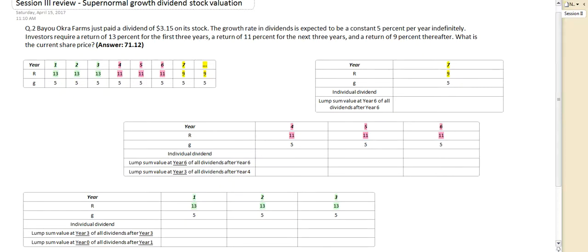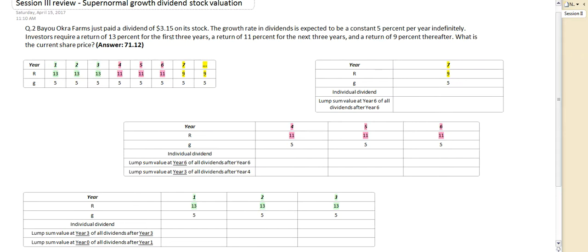Hi everyone. In this video, I'm going to work on the question from session 3 review that I couldn't finish in the class. This question is part of stock valuation, and it's part of the subtopic about supernormal growth.